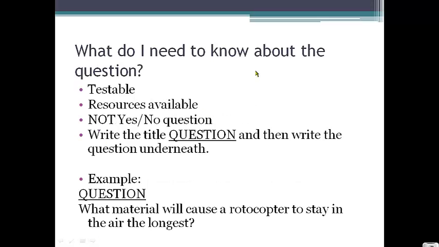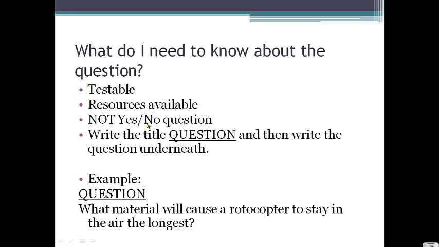After the title, you need to have a question. Most of the time, guys, I will give you the question, but if you come up with your own, you need to make sure that first it's testable. It's something you can test. Second, you need to make sure that you have all the resources or materials you need to be able to test the question. Also, you need to make sure that your question is not a question that can be answered with the words yes or no. Okay, so it should not be a yes or no question.